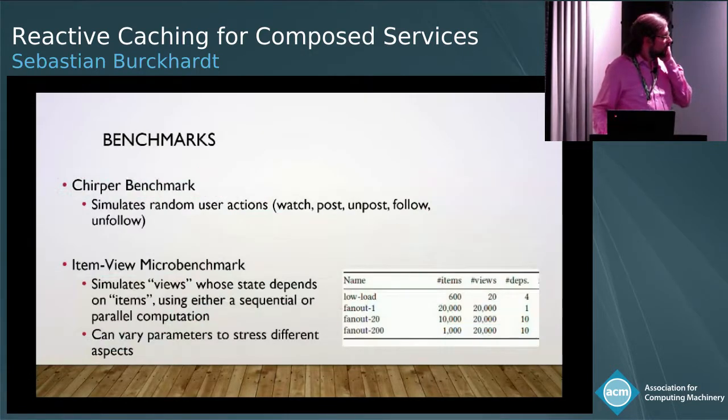So benchmarks, again, I probably need to be brief here. We did both. We have 2 relatively small and simple benchmarks.